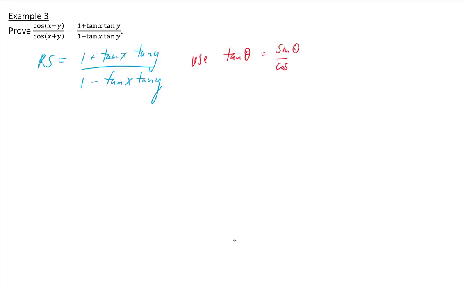And again, we could approach either side. I'm going to do the right side on this one. Let's start with the right side. So I get 1 plus tan x tan y over 1 minus tan x tan y. Again, there are multiple ways to approach this. So I'm going to use the following identity, that tan of theta is equal to sine of theta over cos of theta. And let's see what happens.